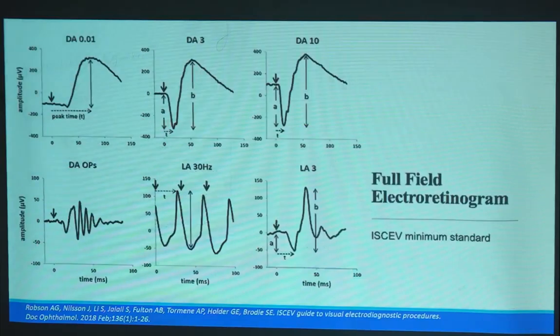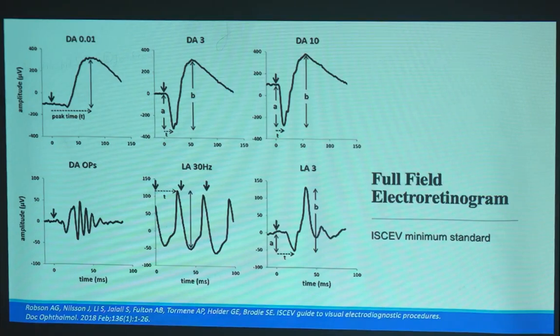So this is the ISCEV minimum standard of full field ERG that you need to do, which gives you the different flash intensities with which you test the patient. I'm not going into the details of the testing. You need to dark adapt the patient for about 20 minutes before, and then conduct the first 4 tests, and then light adapt for 10 minutes, and then conduct the rest of the 2. But those are the intensities of the flash that you give, which will be progressively higher.